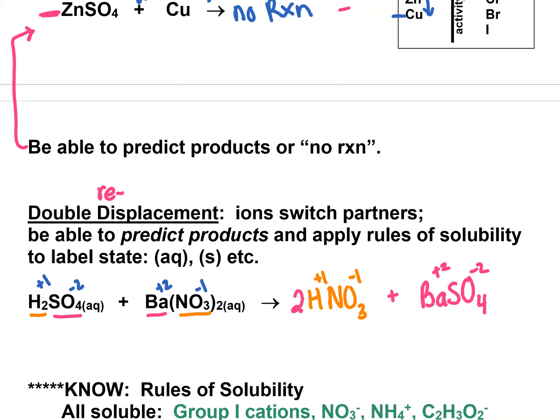When you balance a double replacement reaction, you can treat the polyatomic ions as a group. So I don't have to balance oxygen separately, that would be a nightmare, or nitrogen separately. I can just balance nitrates, sulfates, hydrogens, and bariums.